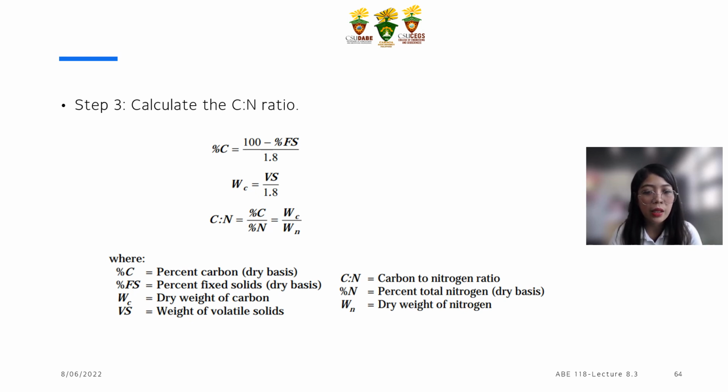So this is the formula on how to calculate the CN ratio. The percent of C, or the carbon on dry basis, is equal to 100 minus the percentage of the FS, or the fixed solids, over 1.8. So the dry weight of carbon is equal to VS over 1.8. And then the CN ratio is equal to the percent of carbon over the percent of nitrogen, or equals the dry weight of carbon over the dry weight of nitrogen.